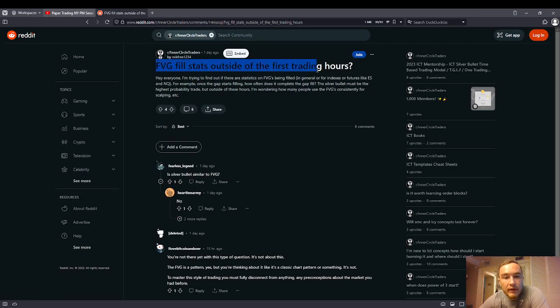FEG fill status outside of the first trading hours. Hey everyone, I'm trying to find out if there are statistics on FEGs being filled in general. For example, once the gap starts filling, how often does it complete the gap fill? The silver bullet must be the highest probability trade, but outside of these hours, I'm wondering how many people use the FEGs consistently for scalping.